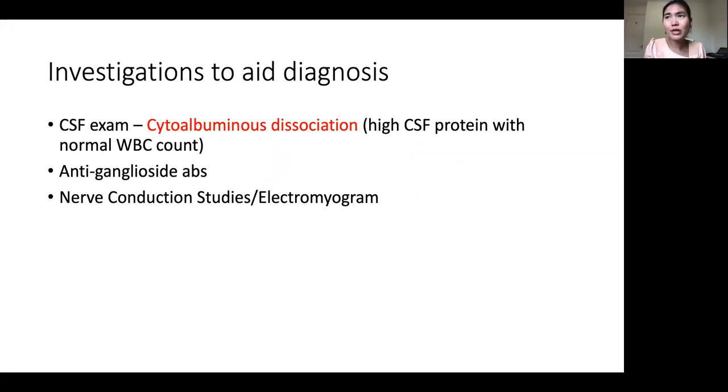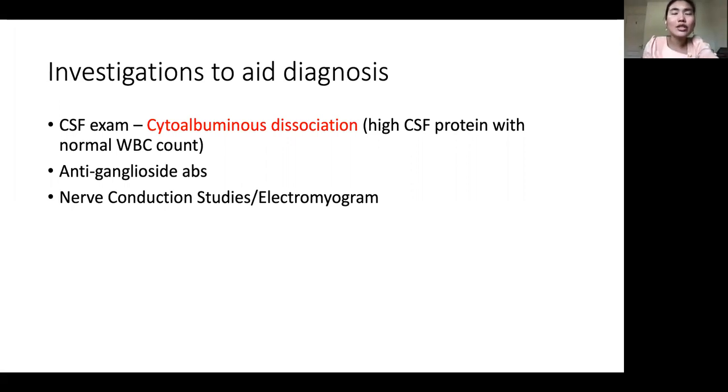That's the difference between, for example, infectious radiculitis or malignant infiltration of the nerve roots. In that case, you're going to see a high white cell count. But in this situation, you're not going to see that. White cell count is normal, however, protein is high. So there is dissociation between the cell count and protein level. That's why you call it cytoalbuminous dissociation.